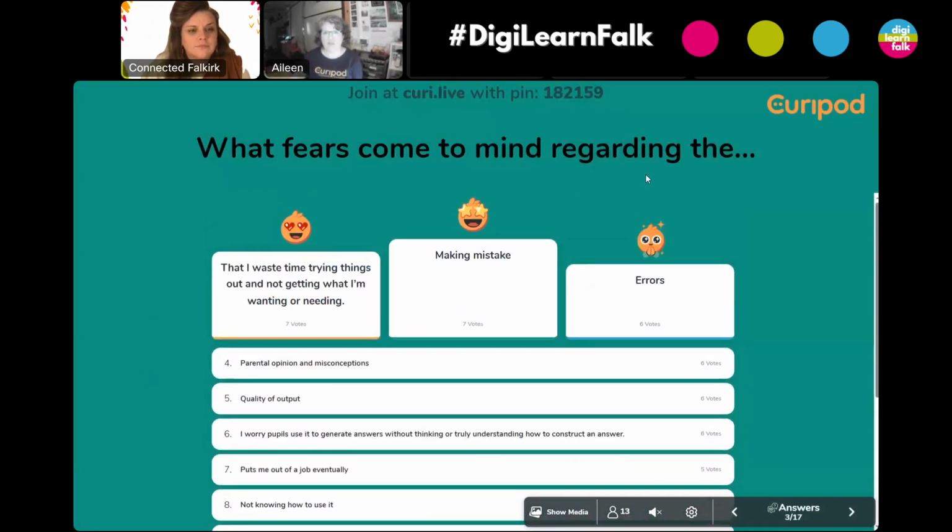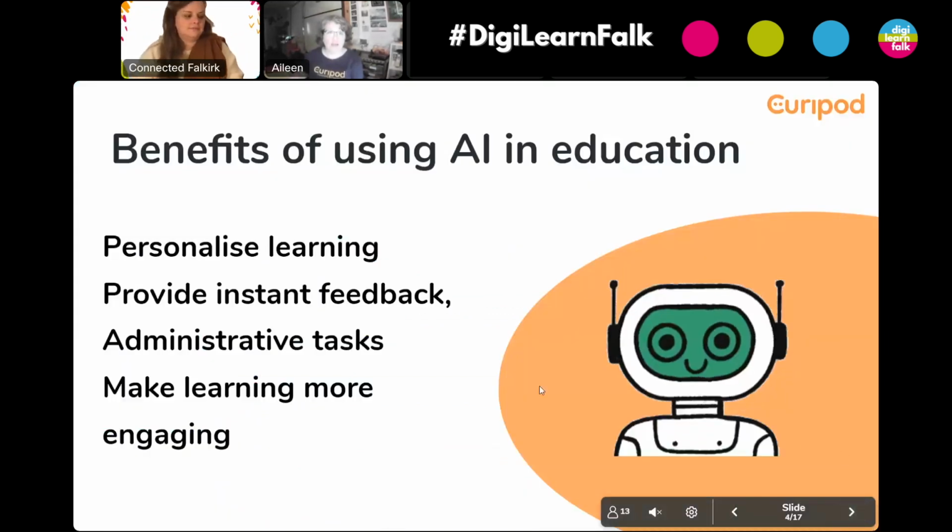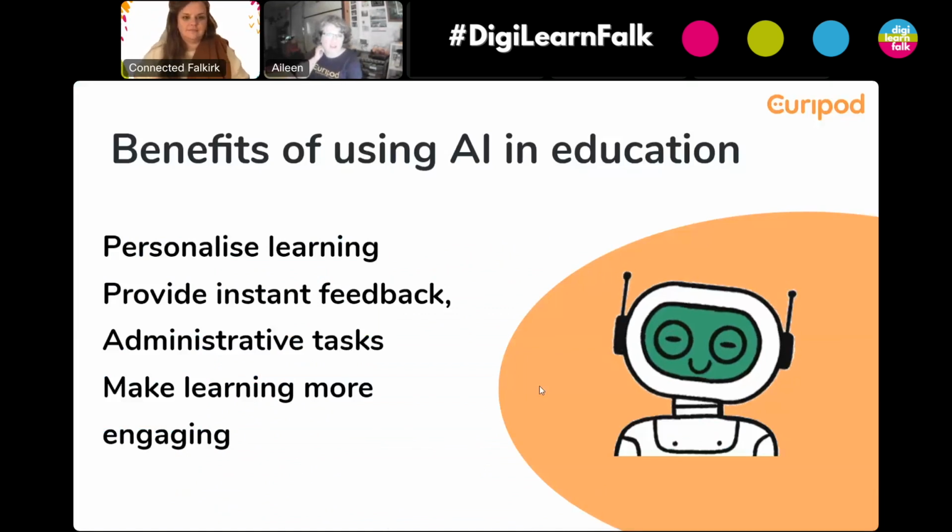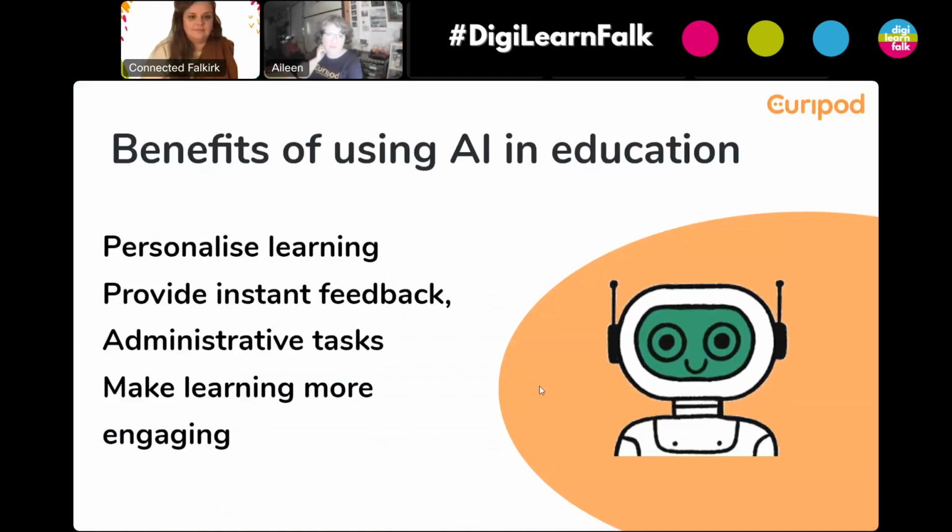And you can make the polls almost anything you want. Please bear with me. This is like the speed version of it. So we've had a look at problems with AI. What are the benefits of it?